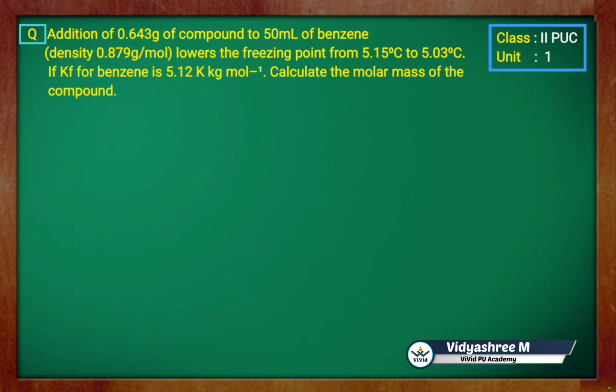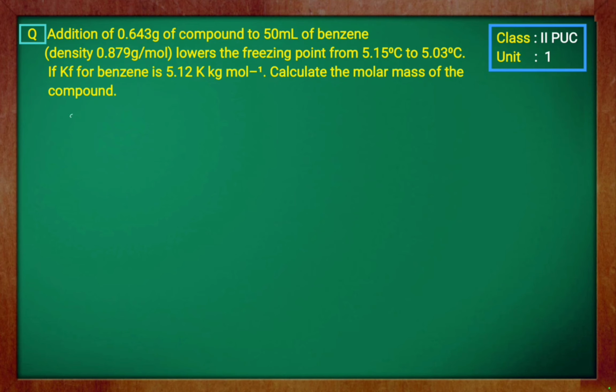Addition of 0.643 gram of compound to 50 ml of benzene with the density 0.879 gram per ml lowers the freezing point from 5.15 degrees centigrade to 5.03 degrees centigrade. If Kf for benzene is 5.12 Kelvin kg per mole, calculate the molar mass of the compound.